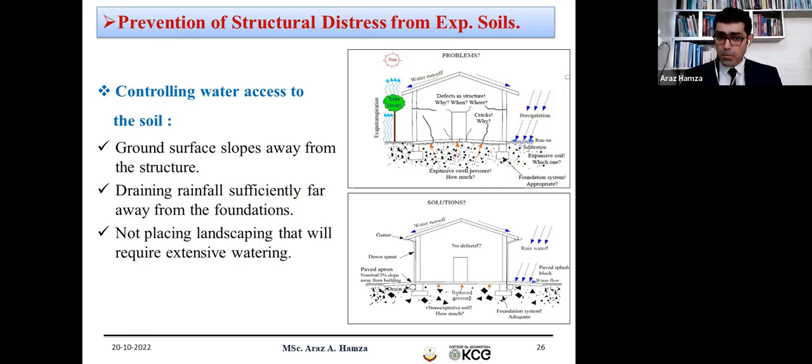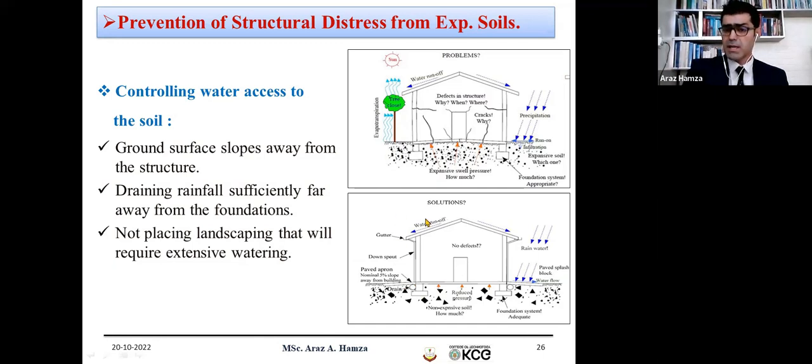Ground surface should slope away from the structure. If you look at those pictures, the first picture is the problem, and the second one is the solution. There is some area around your project. Please try to make a slope in this area so that the water goes away from your structure, not toward it. This is very simple for a civil engineer. They can do it. If you do not do it, you will see a great impact on your structure.